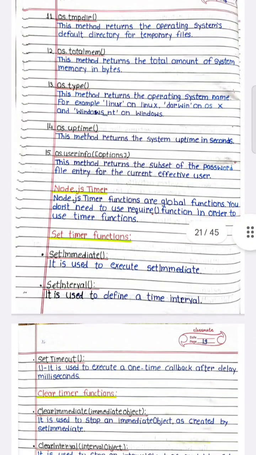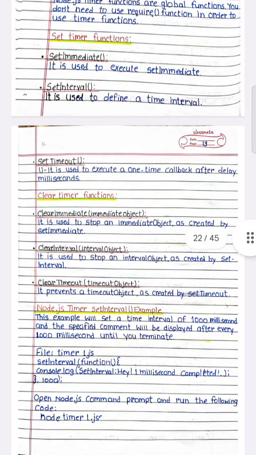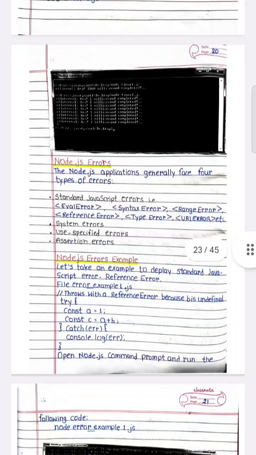Node.js timers are also important. Timer functions are used to schedule code. If you want to check setImmediate, you can use that. setInterval is also there: if you want to repeat at a particular interval, you can use setInterval to execute it. Same with setTimeout: after 5 seconds it will execute the code. Clear timer functions are also there, with three options. Now note the timer and setInterval example, which you can also see here.